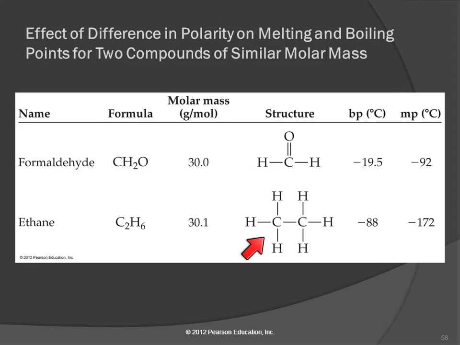Nonpolar molecules only have dispersion forces. Polar molecules have dispersion forces and dipole-dipole forces, so stronger intermolecular forces. The boiling point for formaldehyde is minus 19. The boiling point for ethane is minus 88. Stronger intermolecular forces, higher boiling point. The same is true with the melting point, minus 72 versus minus 92. Minus 72 is a higher melting point. See how that works?